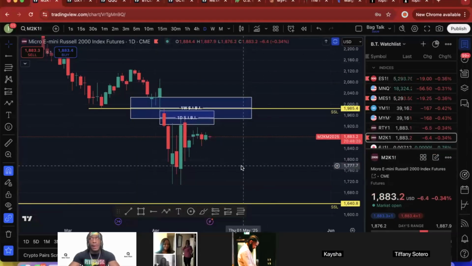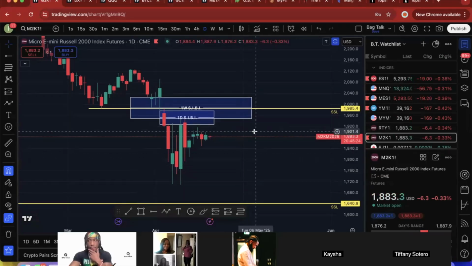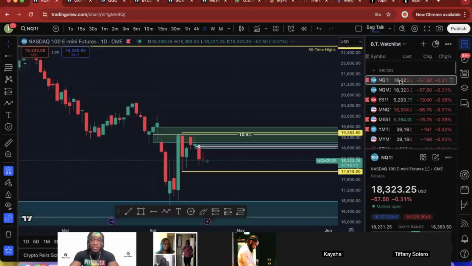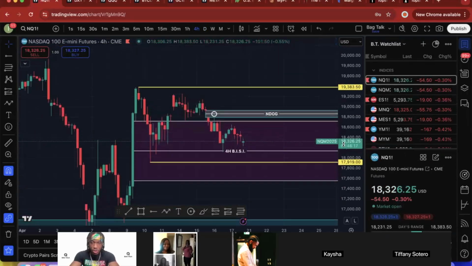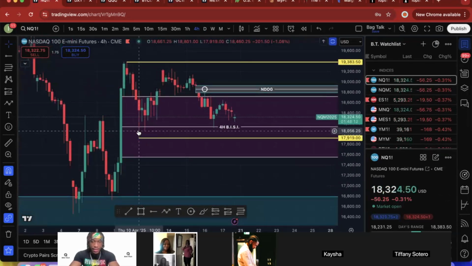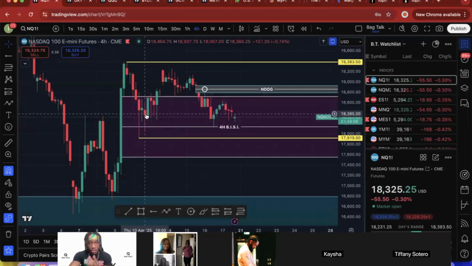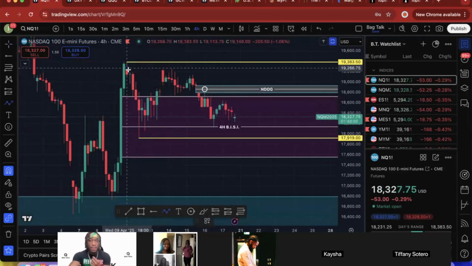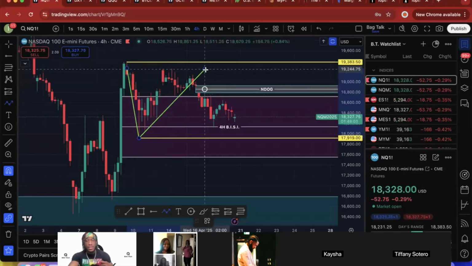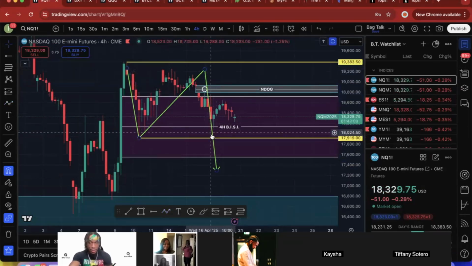Hence why I was saying if we break those levels, that's why I told you guys about the 15. Let me tell you guys real quick why I said the 15-minute. This is why I said the 15-minute. I want to see fair value gaps because on the NASDAQ, this purple area is a 4-hour bullish fair value gap, right? So we made a low on the 4-hour bullish fair value gap.